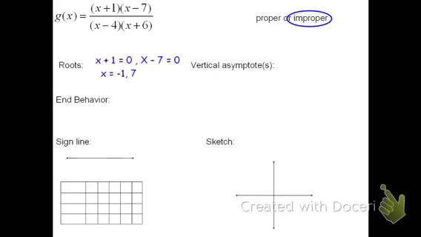To find the vertical asymptotes, we're going to figure out where the function's undefined. We're going to set the denominator not equal to 0. Solving this, we get that x cannot be 4 or x cannot be negative 6, meaning the two vertical asymptotes are going to be at x is 4 and x is negative 6.